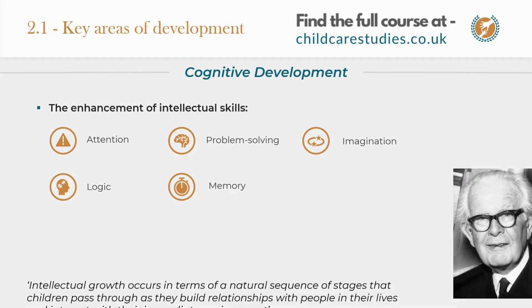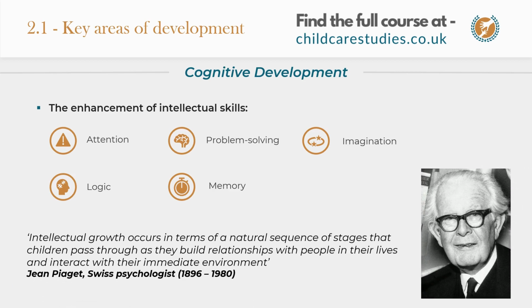According to Piaget, intellectual growth occurs in terms of a natural sequence of stages that children pass through as they build relationships with people in their lives and interact with their immediate environment. Whether we agree wholeheartedly with Piaget or dispute some of his claims, we are likely to agree upon the importance of encouraging children's natural curiosity and motivation to learn through age-appropriate play activities that are both intellectually stimulating and challenging.